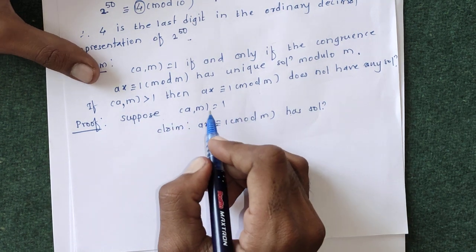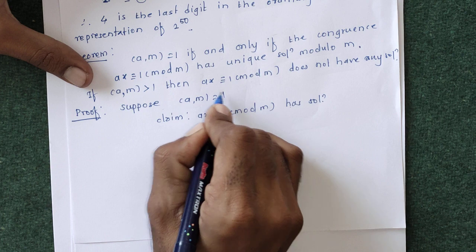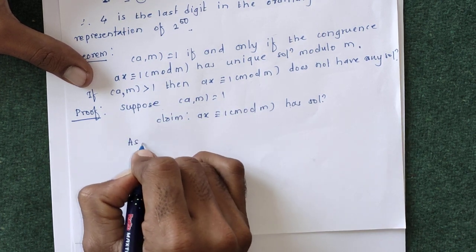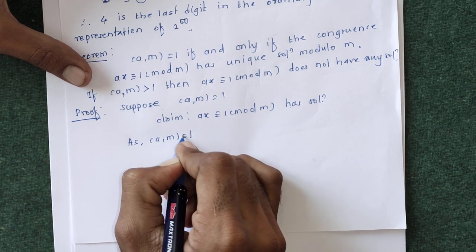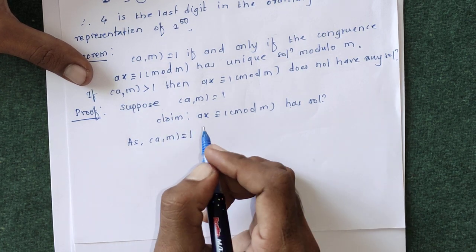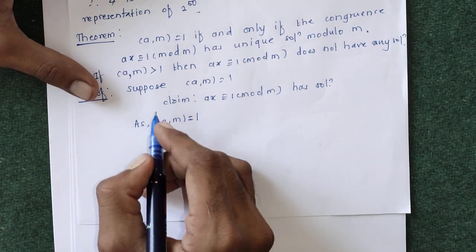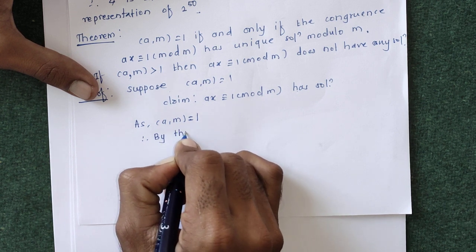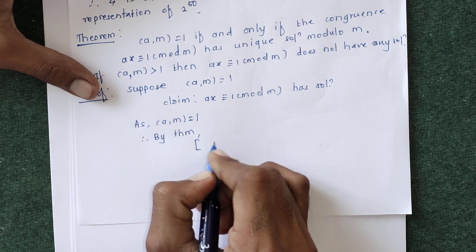Suppose the GCD of A and M is equal to 1, and our claim is this. We have only one given thing here, which is that the GCD of A and M is equal to 1. So on this GCD we can use the theorem of expression as a linear combination of GCD. Therefore, by the theorem, you must write the statement of the theorem in the examination.